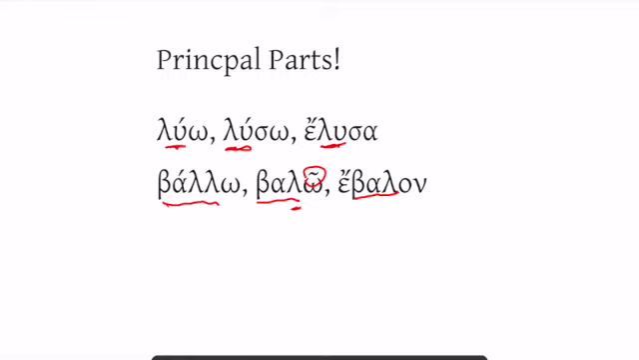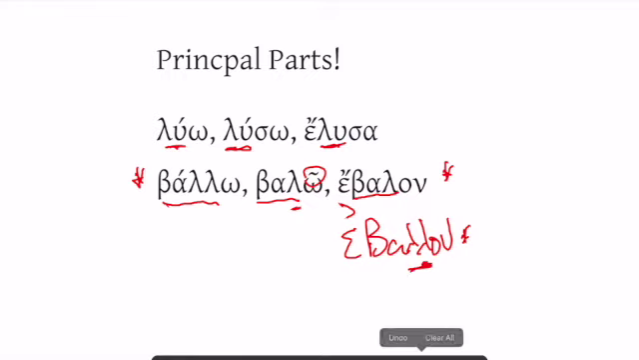And so our imperfect form for balo is going to be based off of our first principal part with the augment, the connecting vowel and the ending. So e balon. So very similar to the aorist. The only difference is this double lambda is going to tell me that I'm dealing with the imperfect.